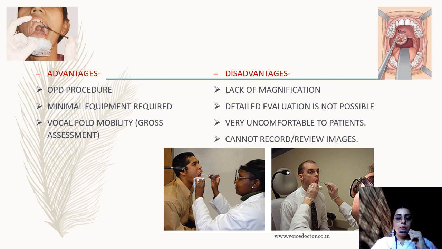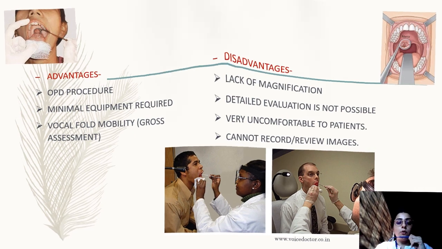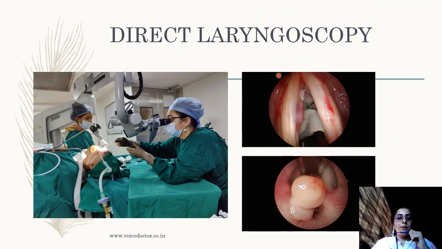Now moving on to direct laryngoscopy. So here on the left side you can see me doing a direct laryngoscopy. I'm actually doing a micro laryngoscopic examination. Here the patient is taken into the operation theater under anesthesia. You put the laryngoscope through the mouth, and then you suspend the larynx and visualize it. Here I'm also using a microscope, and this is the best microscope, a Carl Zeiss microscope, which I'm using to see. And this is the image that we get.